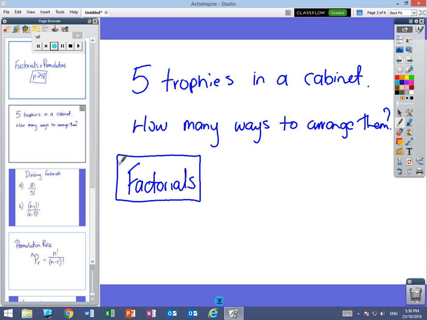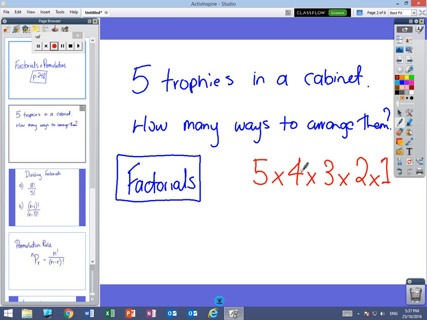The example on the screen right now is exactly what we did in the last lesson. We've got 5 trophies in a school's trophy cabinet. How many different ways could they arrange the trophies in a straight line? How many options are there in the first one? There's 5, and then there's only 4 left, 3 times 2 times 1. That's how we represent this equation.